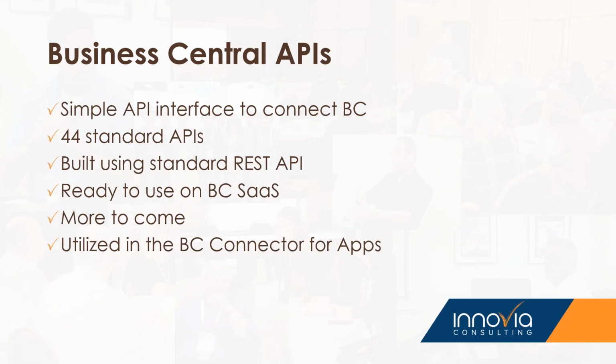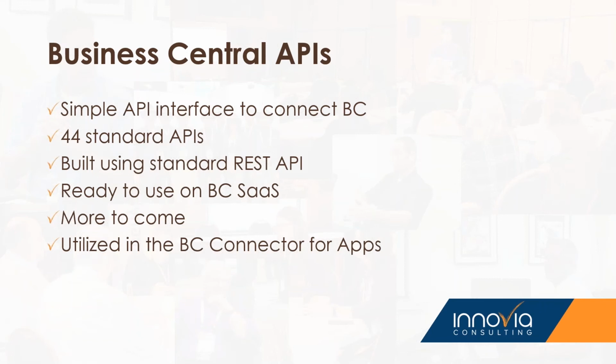Think of each one of those as a data set or a table. So there's items, there's customers, there might be sales orders, sales lines, GL entries, et cetera. 44 of those come out of the box. If you're on BC SaaS, they are ready to use. They're just waiting for you to connect to. Essentially, you have to set up a web key token for your user that you're going to connect to, and then you just connect to that endpoint, and you can start to issue your get and your post, put, etc. commands to that API endpoint.